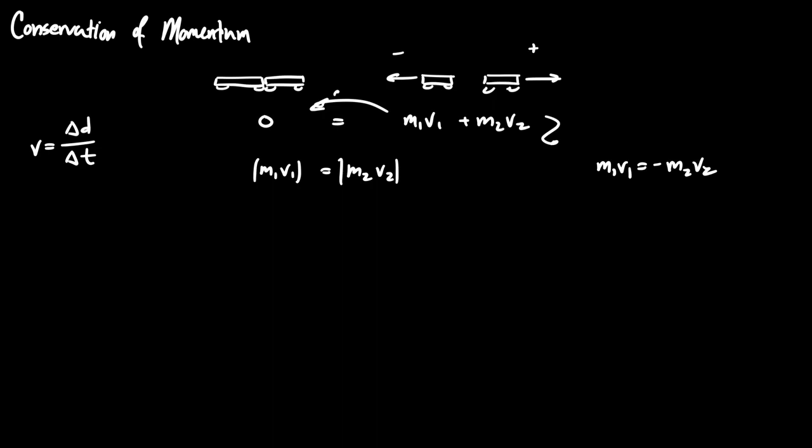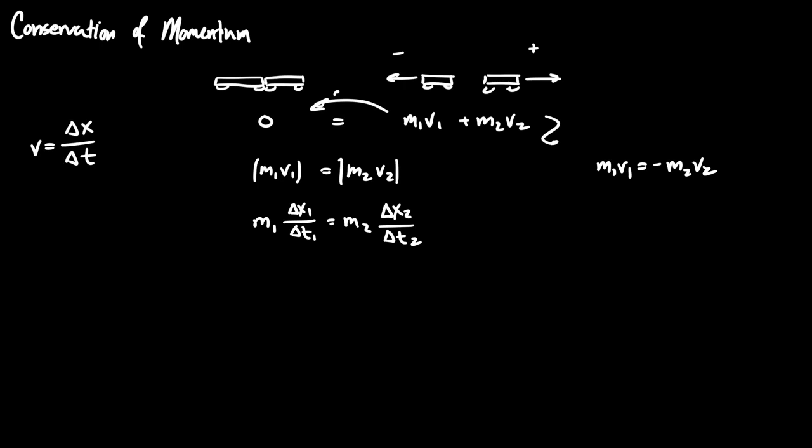If you don't like delta D, we can use delta X. That might be better for you. I don't know what you had in your notes. Now, here's the deal. That means this is M1 delta X1 over delta T1 and M2 delta X2 over delta T2. Good so far?